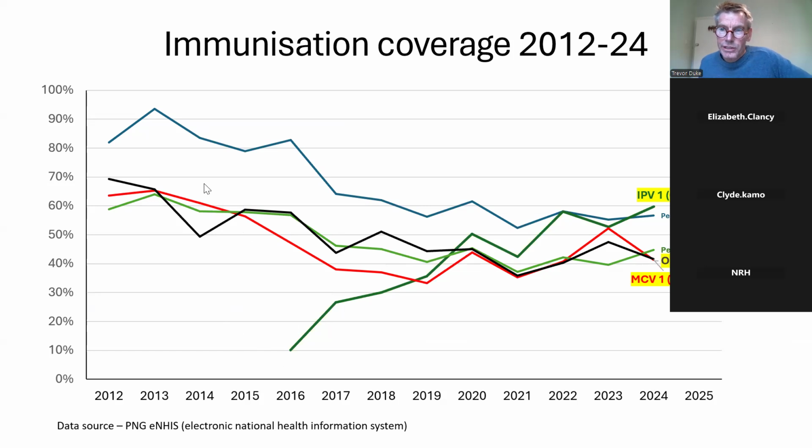I mentioned the context of how this is happening, and you can see that OPV levels, the third dose of OPV, the coverage at the moment is about 42%. That's way too low to have a poliovirus circulating in the community.